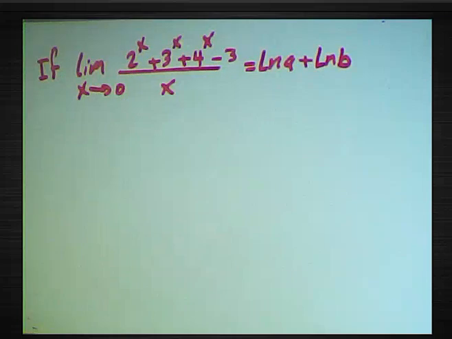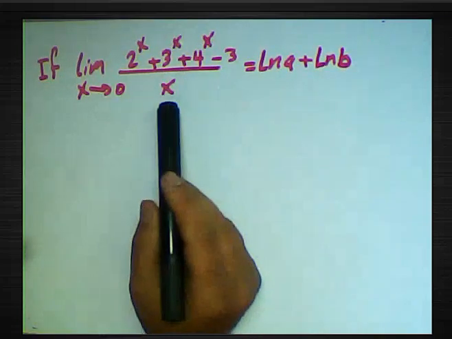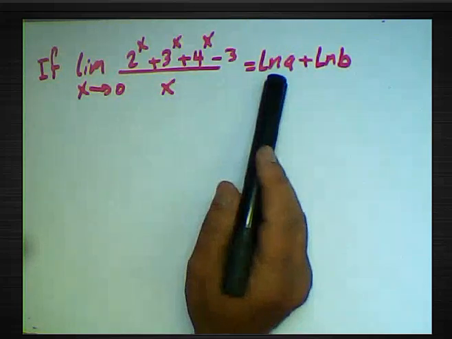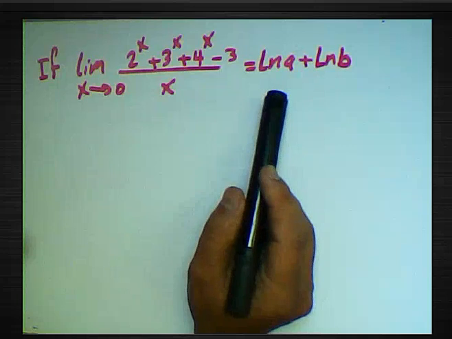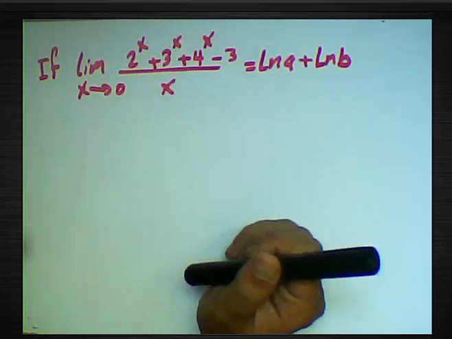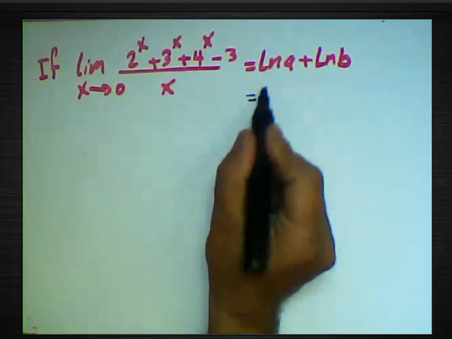If the limit when x approaches 0 of (2^x + 3^x + 4^x − 3) over x equals ln a + ln b. Okay, ln a plus ln b, what does it mean? It means ln (a times b). You can use the rule here.